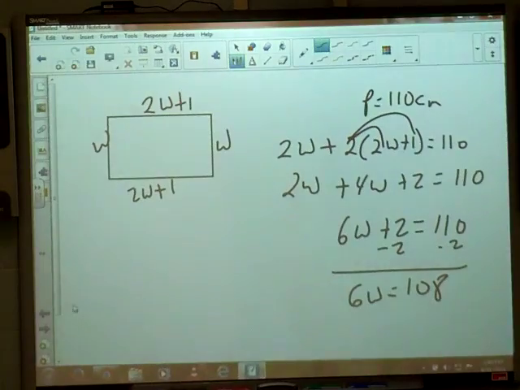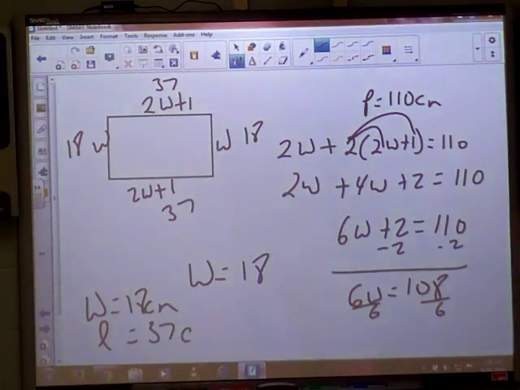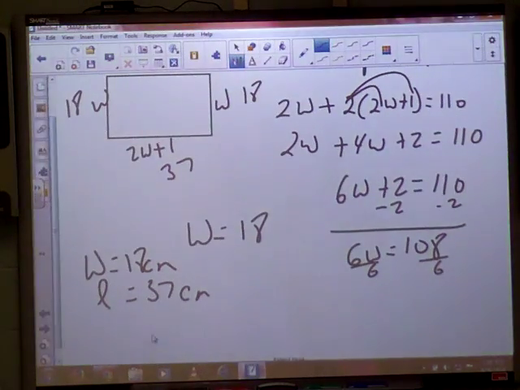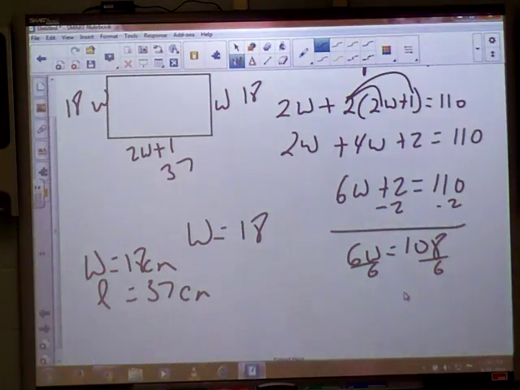So how do I find out my width? Divide by 6. Anybody got it for me? So my width is 18. So that means both of those sides are 18. So these are 2 times that, which is 36, plus 1. Those are 37. So I could say to write my answer, my width is 18 centimeters. My length is 37 centimeters. I'm not the best about always remembering my units, but if it's a word problem and you've got them, you need to get in a good habit of putting them on there.